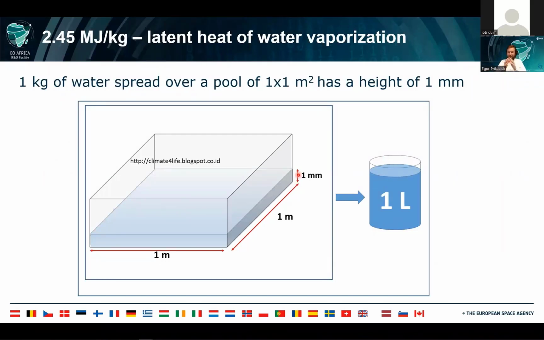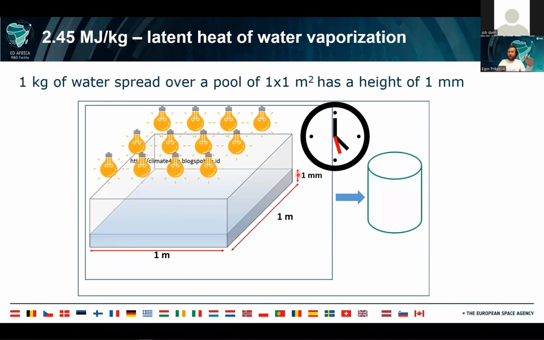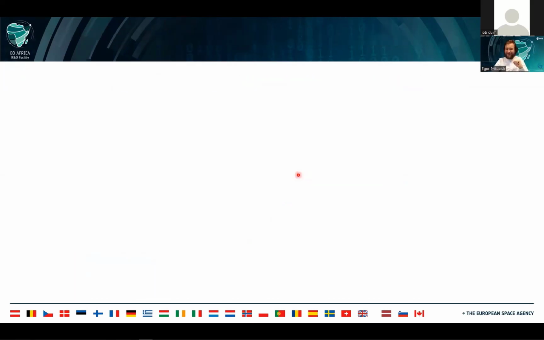So if we have this pool and we have our 12 bulbs above it, we leave it for 1 hour and there will be no water in the pool. It will evaporate. That is 2.5 megajoules per kilogram. And that is the physical side of the process.